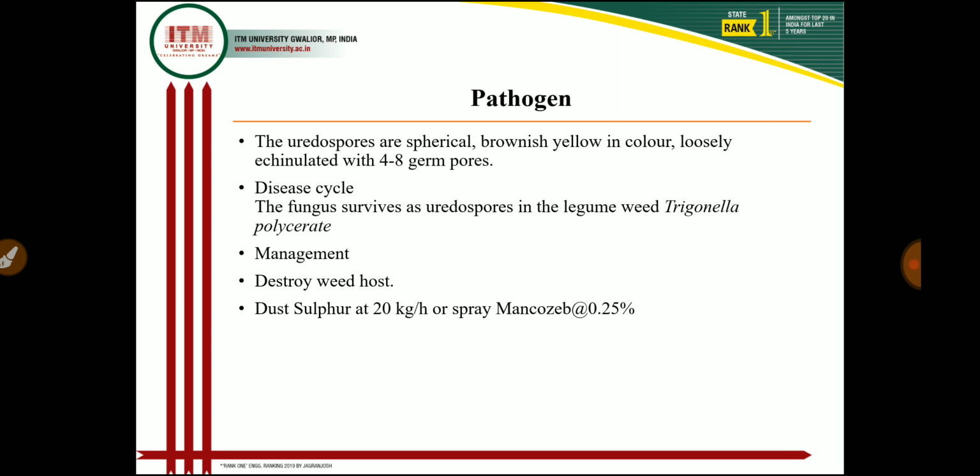In the management part, if we control the weed hosts such as Trigonella polycerata, then we control the primary source of the inoculum. So the main crop is not infected, and if we dust sulfur at 20 kg per hectare or spray mancozeb at the rate of 0.25%, then we control the disease. And if we give seed treatment with mancozeb at the rate of 0.1% and/or Pantavax at the rate of 0.3%, then by this seed treatment we also control this rust disease in the gram.